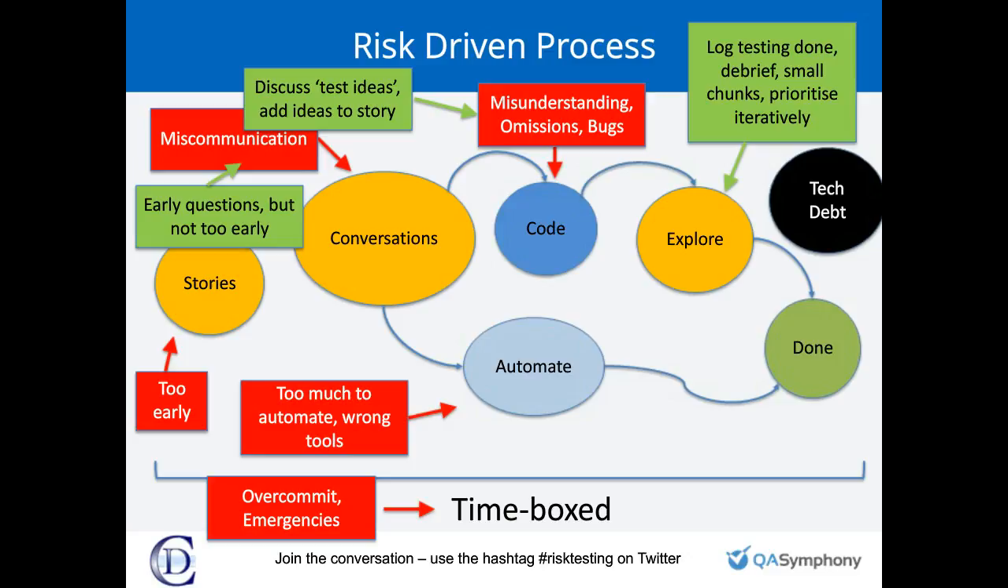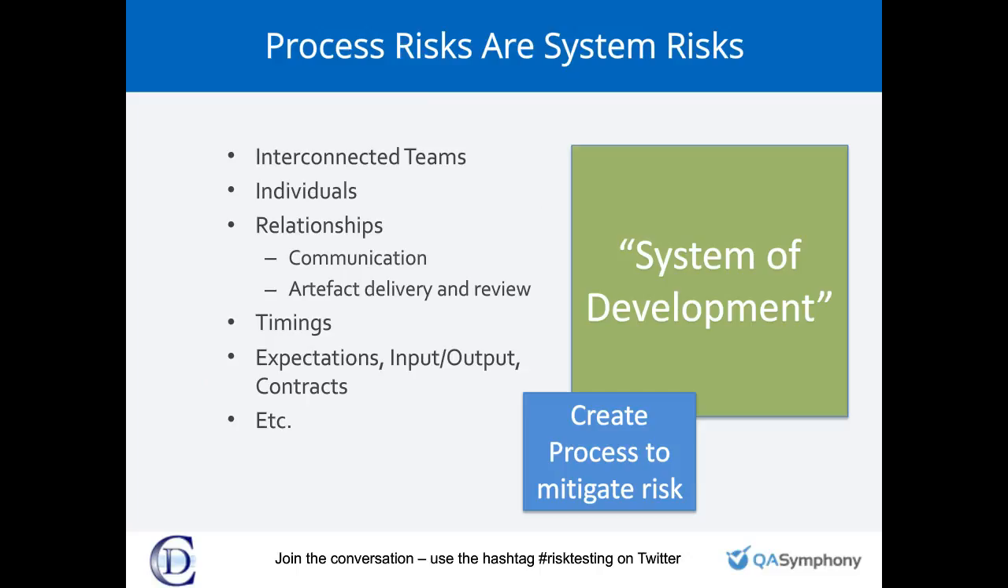We can debrief so that people understand what we've done. That might cause them to realize that there's something else wrong somewhere else. Everything's time boxed, so we might overcommit or there might be emergencies. There's risks in every process. So what we have to do is analyze this and figure out what we're going to do, because process risks are a result of the system of development.